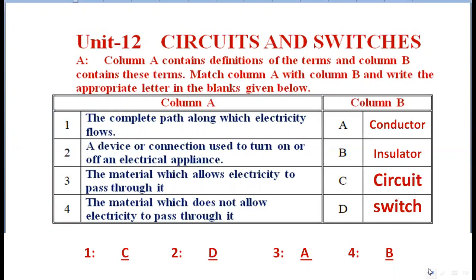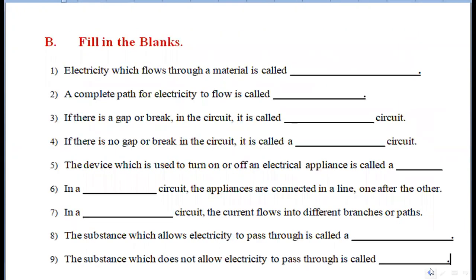This is exercise A, we complete both. Exercise B, fill in the blanks. Number 1, electricity which flows through a material is called electric current. Number 2, a complete path for electricity to flow is called circuit.